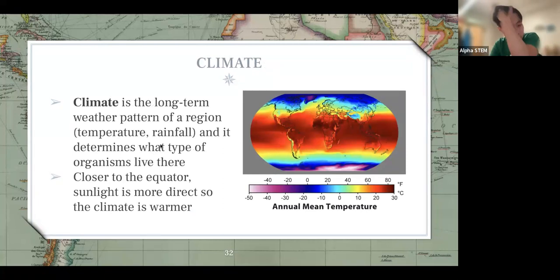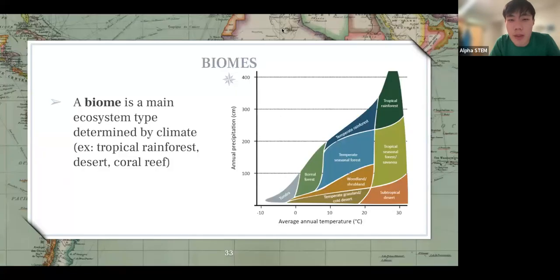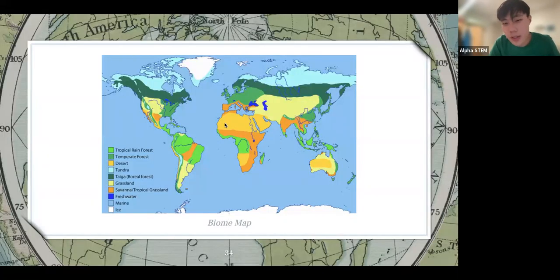Climate is a big factor that impacts what species can live where. Climate is the long-term weather pattern of a region, and it's generally dependent on temperature and rainfall. It can determine what type of biome, basically the main ecosystem type, is in a certain region. So here are the different terrestrial biomes by temperature and annual precipitation. You might notice that there's nothing in the cold, high precipitation area, because cold air just can't hold a lot of water. Here's another biome map.